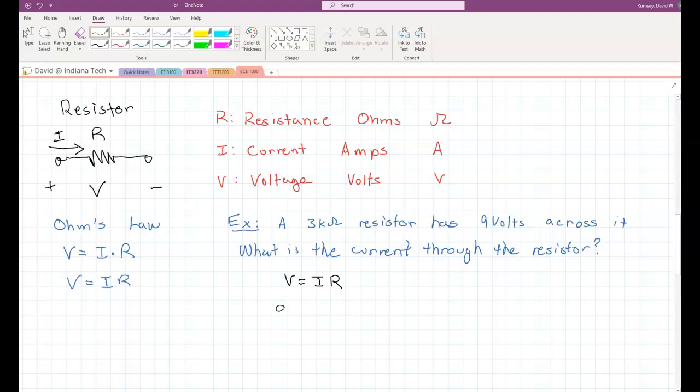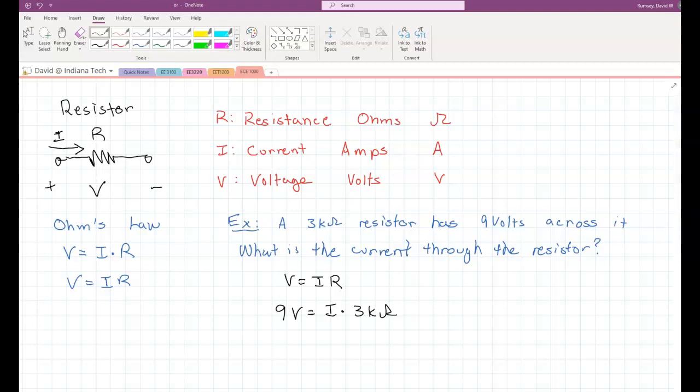I have 9 volts is equal to, I forgot to put the units in there. I will sometimes get lazy and not put the units, but I want to put the units here in my calculation kind of on purpose. So 9 volts is equal to the current, which is what I'm looking for, times 3 kiloohms. Now, this is a common mistake I see people making.